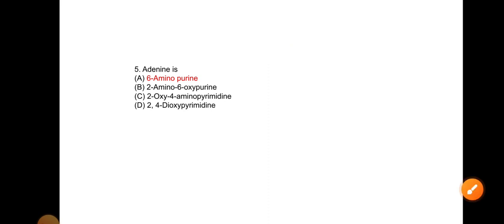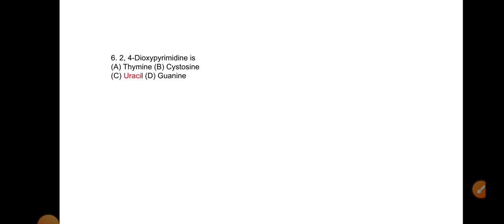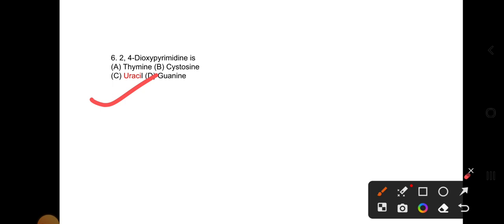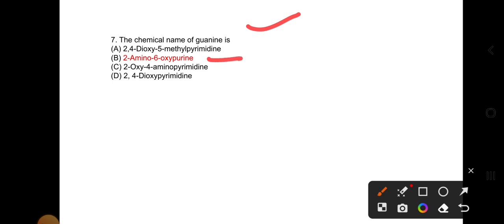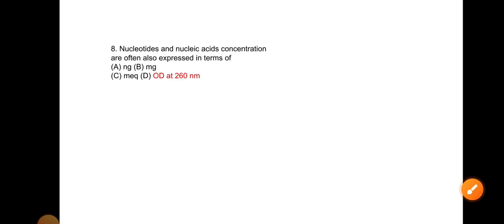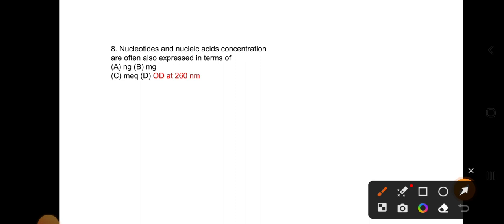I will suggest, guys, that you just remember all these names of all the 5 nitrogenous bases, 4 prevalently found in your DNA, and one of them, uracil, which is found in your RNA. And sixth is 2,4-dioxypyrimidine. It's actually uracil, so you should remember these names. And seventh, the chemical name of guanine, which was 2-amino-6-oxypurine.